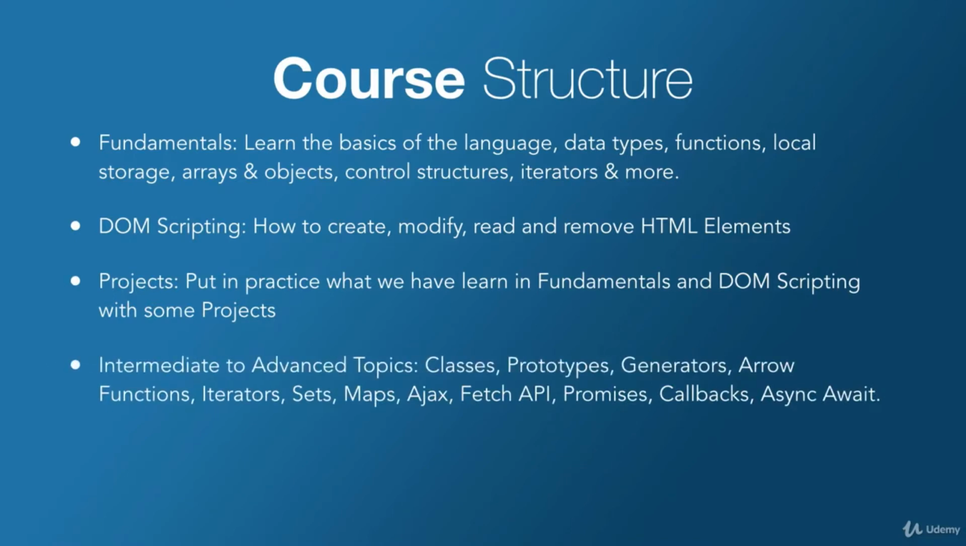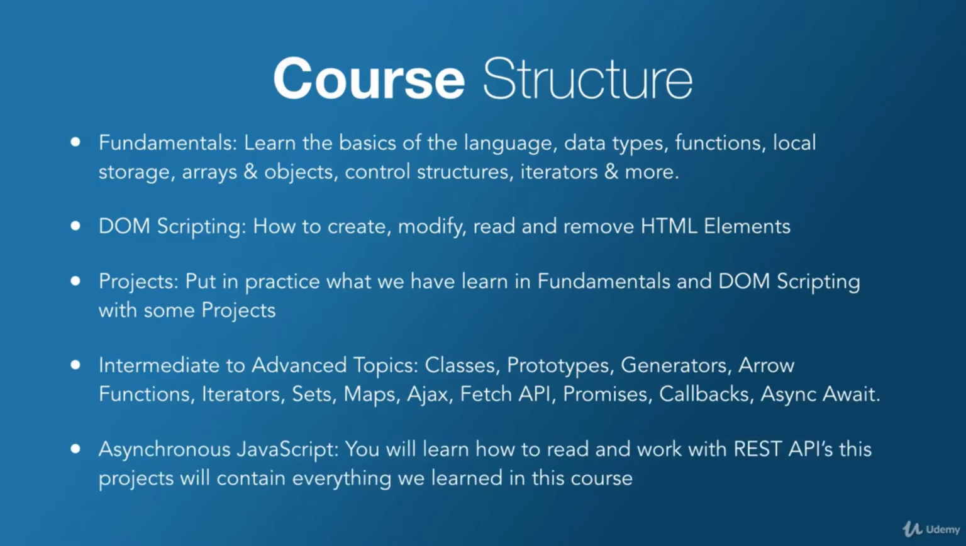Then we're moving to more intermediate and advanced topics, such as classes, prototypes, generators, arrow functions, iterators, sets, maps, Ajax, fetch API, promises, callbacks, async await. Everything is going to be covered in this course. Then we're gonna see what is asynchronous JavaScript. You are going to learn how to read and work with REST APIs, and we're gonna build some other projects. These projects will contain everything we have learned in this course, so they are going to be more complete than the first ones.